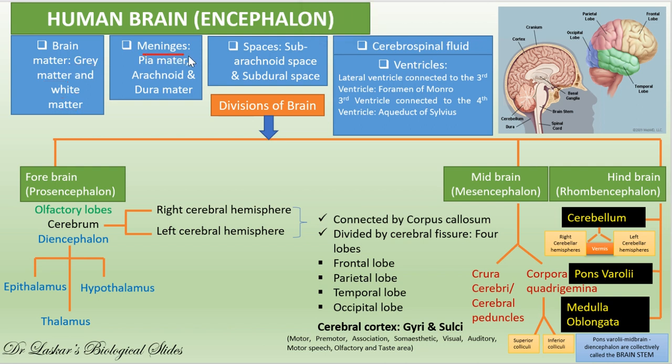Meninges. The brain is surrounded by three protective membranes, and these are pia mater, arachnoid and dura mater. Pia mater is the inner membrane, which is very thin, tough and highly vascular. Arachnoid is the middle layer. It is also thin but non-vascular. And dura mater is the outer membrane. It is thick, tough, non-vascular and double layered.